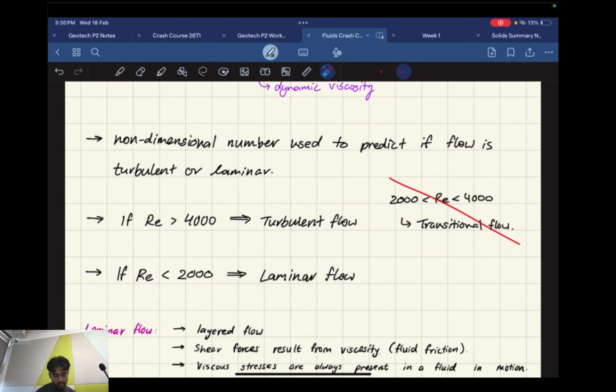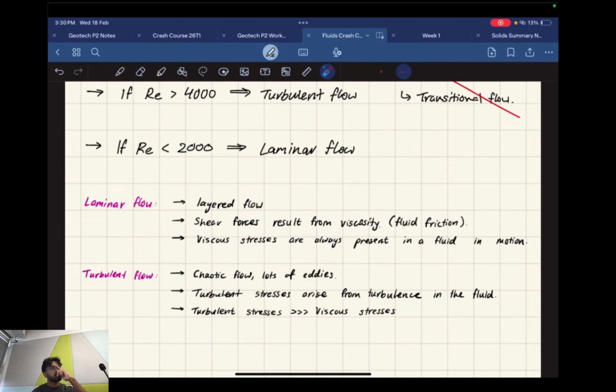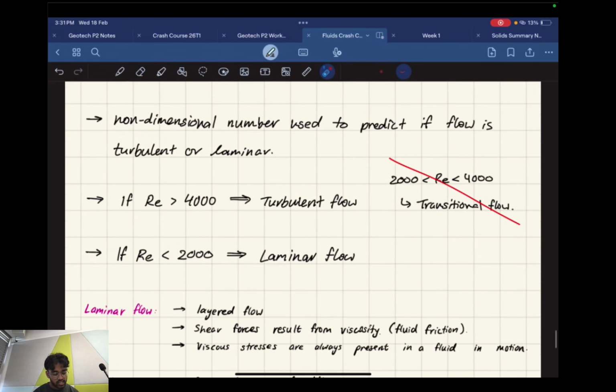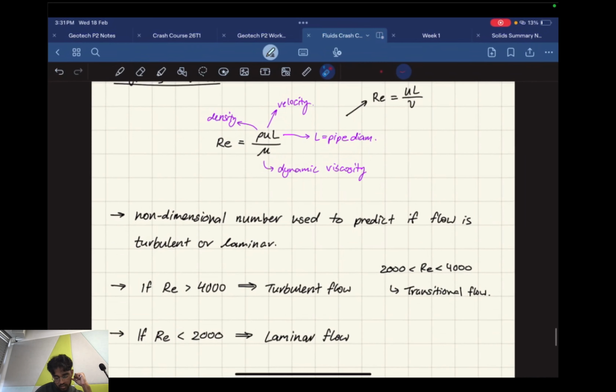There are a few properties that I've put here. Laminar flow is when it's calm, I guess, the water. Turbulent is when it becomes hectic. Transitional, but we don't look at transitional flow in this course. But you should note it down anyway. L is pipe diameter. Viscosity, yeah.